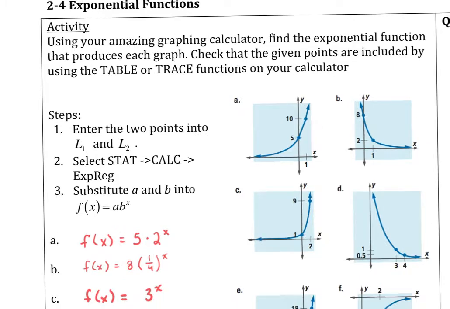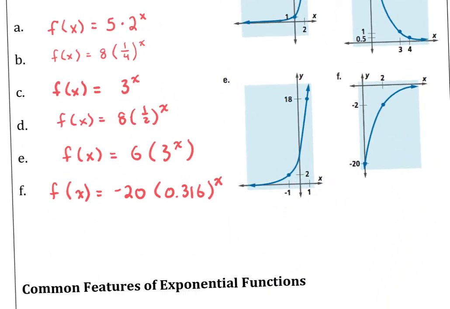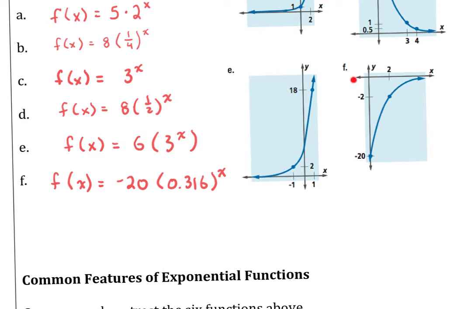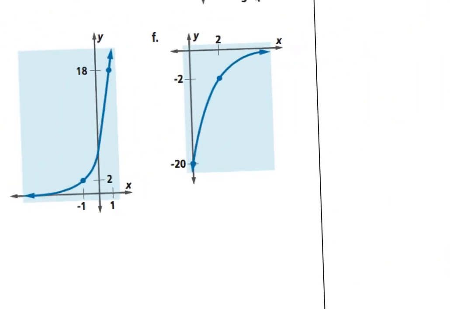And now we're back. And I've done all these, and you may have noticed one issue. When you were doing F, you probably got an error, and it said domain error or something like that. And here's why. Because when we use these points, and let me show you those points, this point here is 0, -20, and then the other point is 2, -2. And of course, you put this one into L1 and this one into L2. What happens is the calculator doesn't know how to manage these negatives.